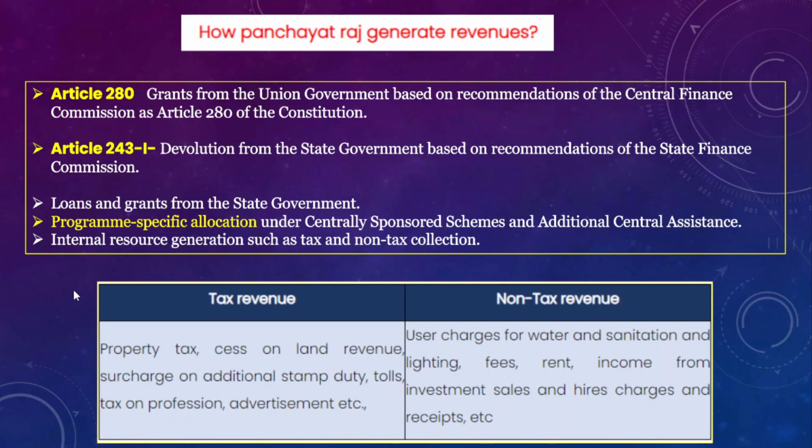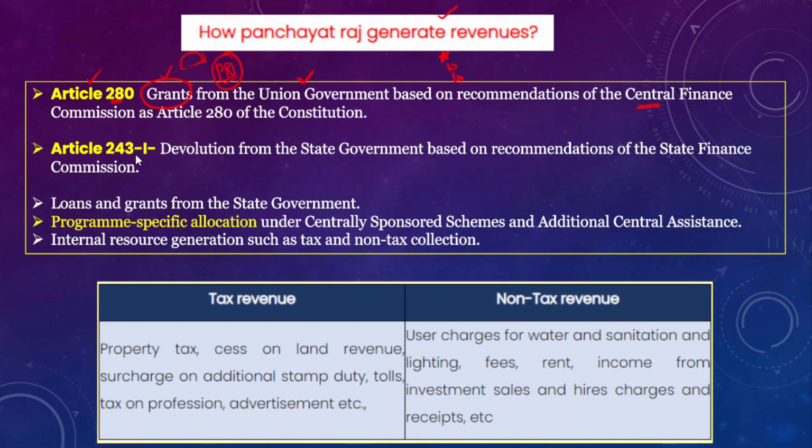Now we have to understand how Panchayati Raj can generate revenues. Generation of resources for the Panchayati Raj institutions is very important, because their overall sustenance and ability to take up developmental projects depends on their ability to generate more and more revenue or resources. In this context, what does Article 280 of the Indian Constitution say? As per Article 280, the union government can provide certain grants to these Panchayati Raj institutions. However, it must be based on the recommendations of the Central Finance Commission.